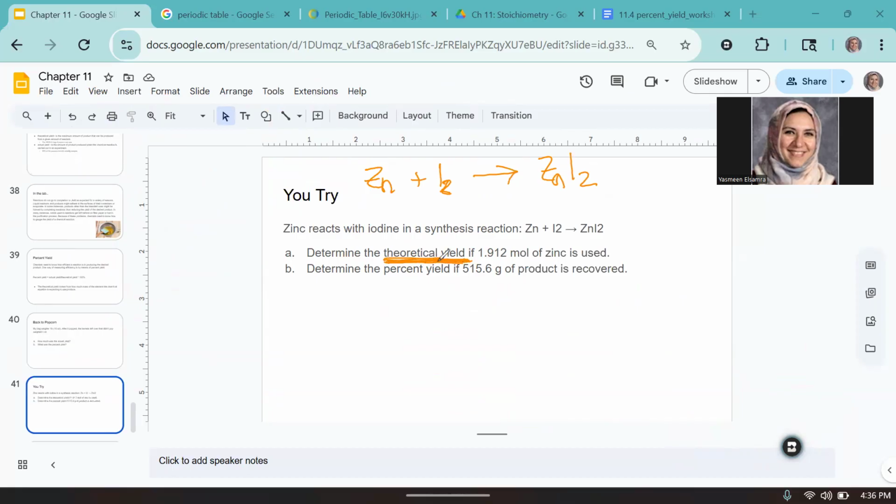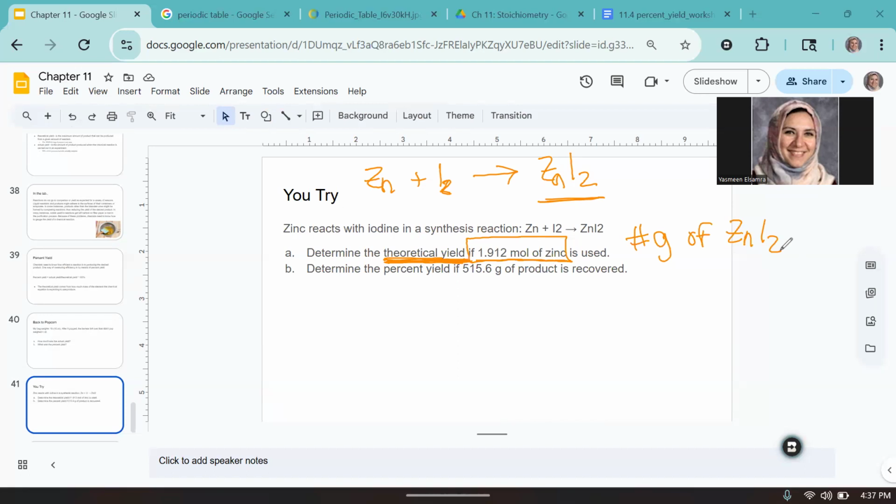or one of your products. If you have multiple products, then it will identify which product it's talking about. In this case we have one product. Determine the theoretical yield if 1.91 moles of zinc is used. Okay, so theoretical yield is asking me the number of grams of my product. In this case, my product is zinc iodide. You need to understand what the question is asking. When it's saying theoretical yield, it's asking you how many grams of your product.